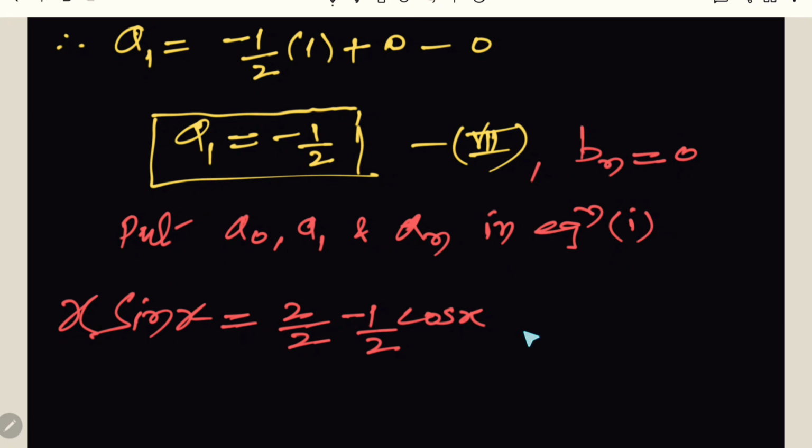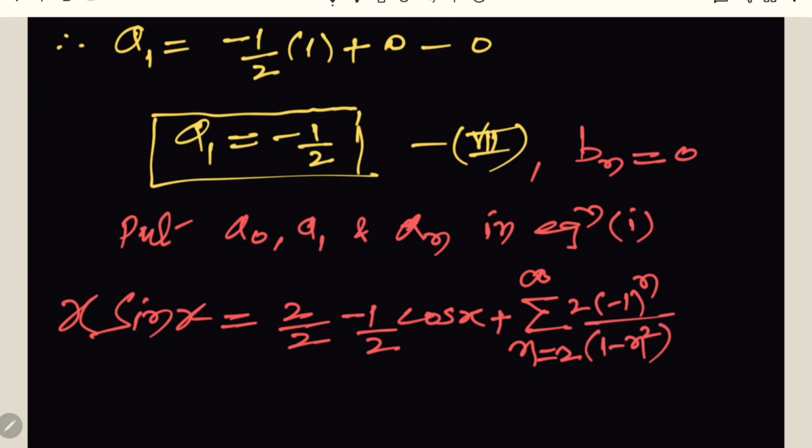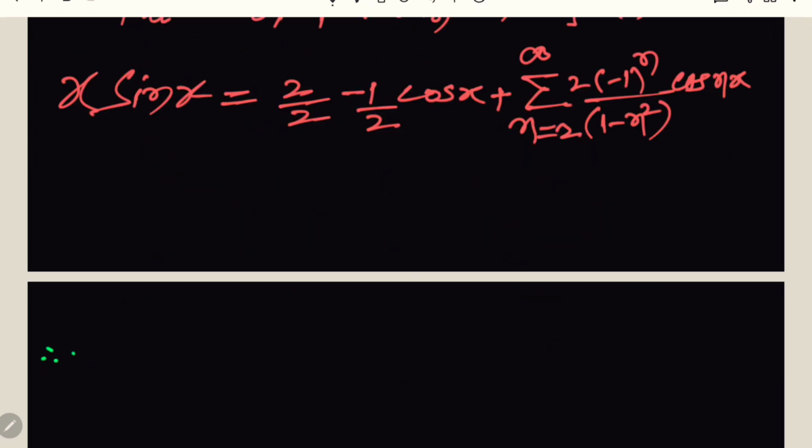And then write the summation for the remaining values. Therefore, summation from 2 to infinity. Value is 2 into minus 1 raised to n divided by 1 minus n square into cos of nx. Simplifying it further, we get x into sin x is equals to 2 by 2, means 1, minus 1 by 2 cos x as it is, no change.